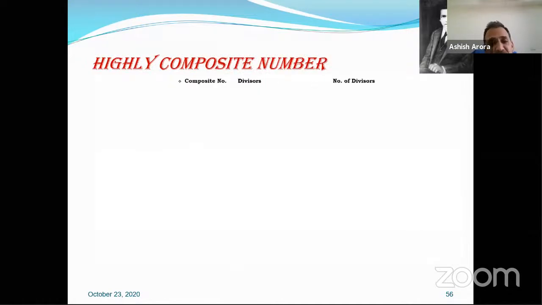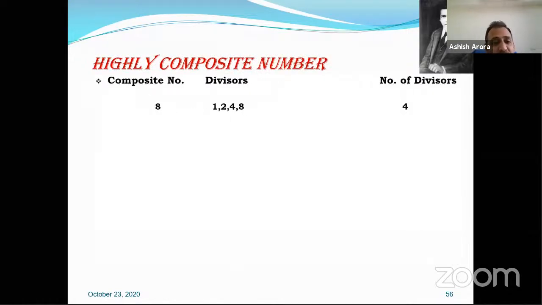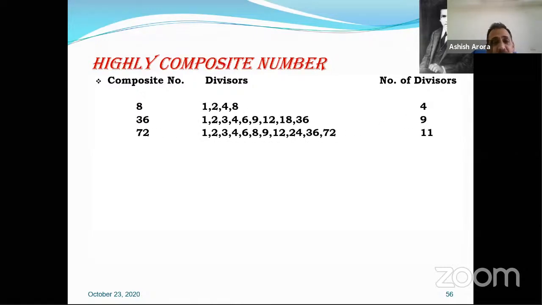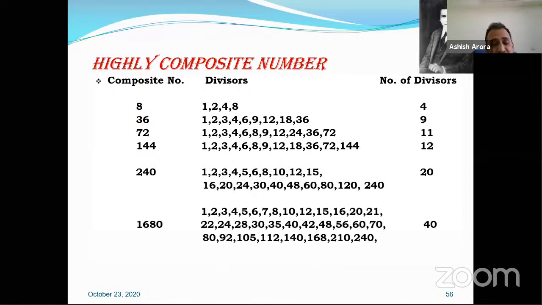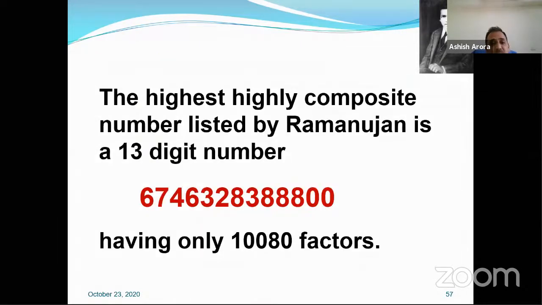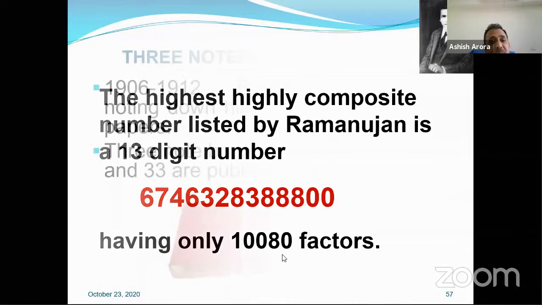ਜਿਵੇਂ ਪ੍ਰਾਈਮ ਨੰਬਰਸ ਹੁੰਦੇ ਹਨ ਜਿਨ੍ਹਾਂ ਦੇ ਸਿਰਫ 2 ਹੀ ਫੈਕਟਰ ਹੁੰਦੇ ਹਨ. ਕੰਪੋਜ਼ਿਟ ਨੰਬਰ ਉਹ ਹਨ ਜਿਨ੍ਹਾਂ ਦੇ ਬਹੁਤ ਸਾਰੇ ਡਿਵਾਈਜ਼ਰਸ ਹੋਣ. ਹਾਈਲੀ ਕੰਪੋਜ਼ਿਟ ਜਿਨ੍ਹਾਂ ਦੇ ਬਹੁਤ ਸਾਰੇ ਡਿਵਾਈਜ਼ਰਸ ਹੁੰਦੇ ਹਨ. ਉਹਨੇ ਕੰਪੋਜ਼ਿਟ ਨੰਬਰਸ ਦੇ ਉੱਪਰ ਕੰਮ ਕਰਨਾ ਸ਼ੁਰੂ ਕੀਤਾ. ਦ ਹਾਈਐਸਟ ਹਾਈਲੀ ਕੰਪੋਜ਼ਿਟ ਨੰਬਰ ਲਿਸਟਡ ਬਾਈ ਰਾਮਾਨੁਜਨ ਇਜ਼ 13 ਡਿਜਿਟ ਨੰਬਰ. ਉਹਦੇ 10080 ਫੈਕਟਰ ਹਨ, ਜੋ ਉਹਨੇ ਡਿਪਿਕਟ ਕੀਤੇ.